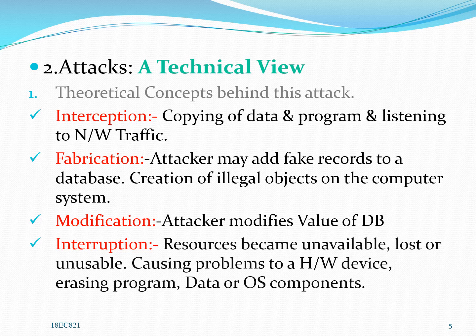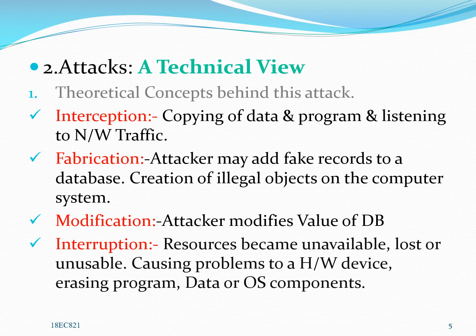Fabrication. This is discussed in the context of authentication. This involves creation of illegal objects on a computer system. For example, an attacker may add fake records to a database. Modification comes in the context of integrity. An attacker may modify the values in a database. Interruption comes under the context of availability. Here, the resource becomes unavailable, lost, or unusable. Examples of interruption are causing problems to a hardware device, erasing programs, data, or operating system components.